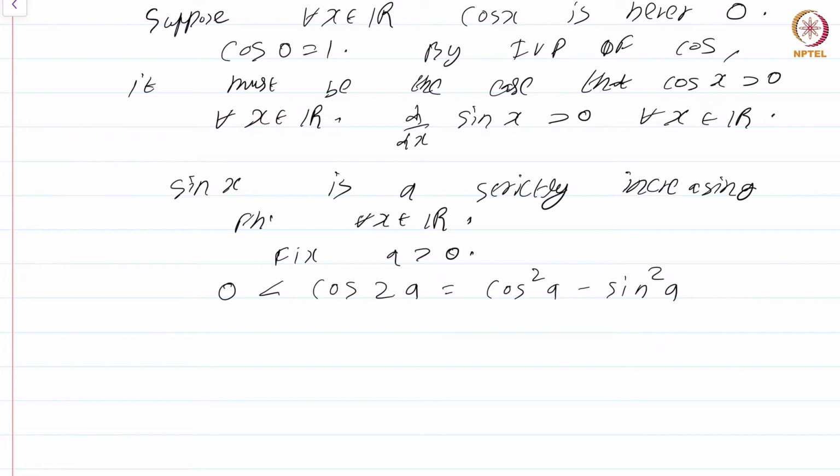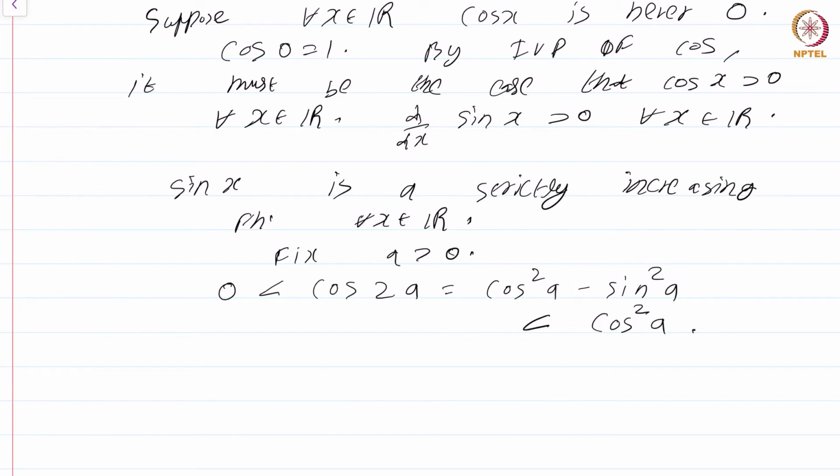And because sin squared a is positive, this will be strictly greater than cos squared a. Note, I am using the fact that sin a will never be 0 when a is greater than 0, because sin is a strictly increasing function and sin of 0 is 0. Okay, sorry, this will be less than cos squared a. Sorry, I completely reversed the inequality that I need.